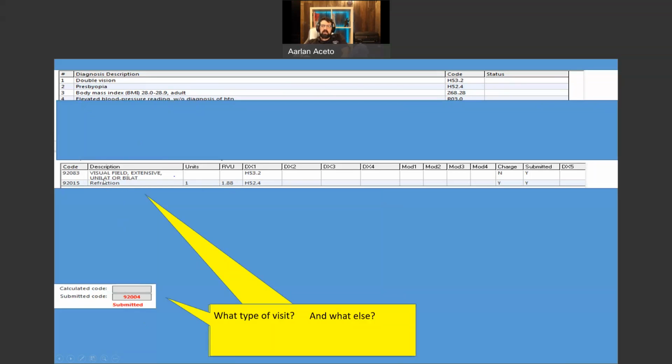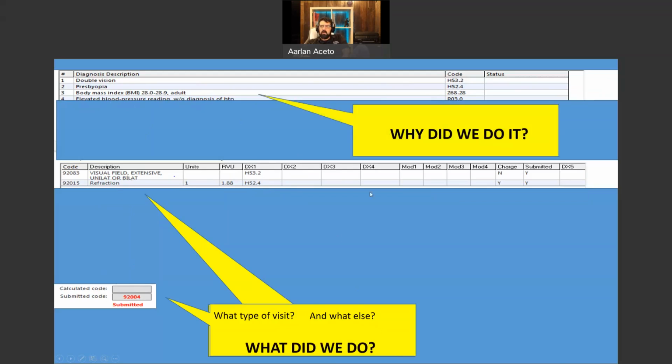We'll say, hey, here's what we did. We saw an exam. We did extra cool tests. This is why we did it. And look at this diagnosis, H53.2. We did a visual field for them to test neurologically what was going on. We saw them for an eye exam or an eye office visit. We did a refraction and see this diagnosis, H52.4. In this case, we did the refraction based on why they came. So as you start to say, here's what we did, here's why we did it, what did we do? Why did we do it?